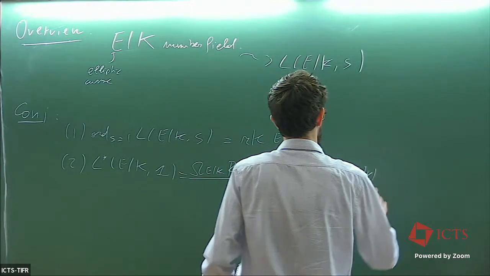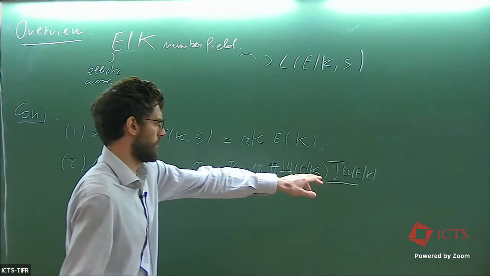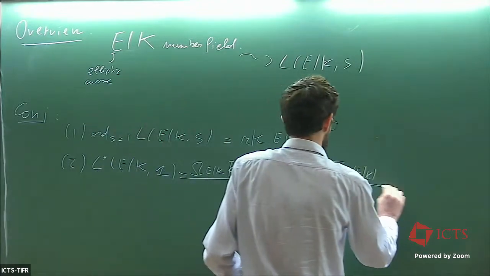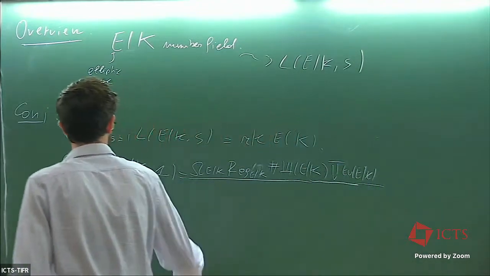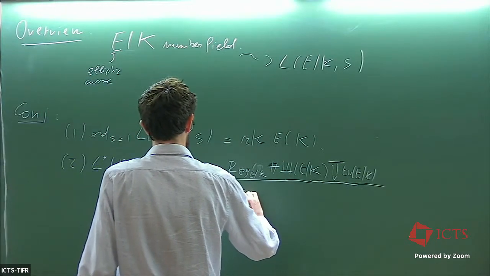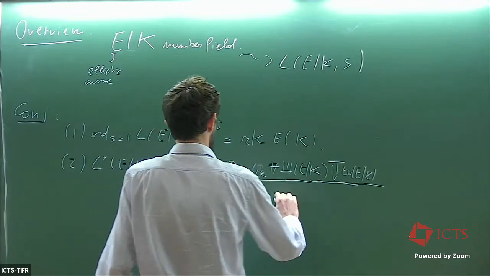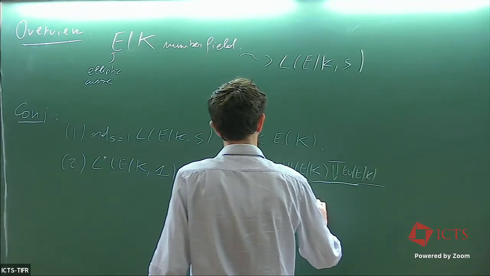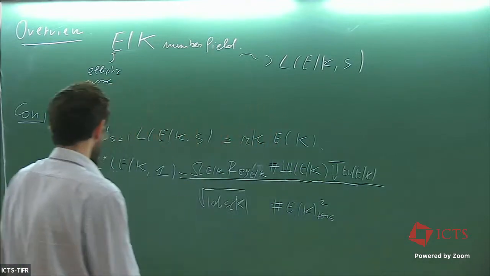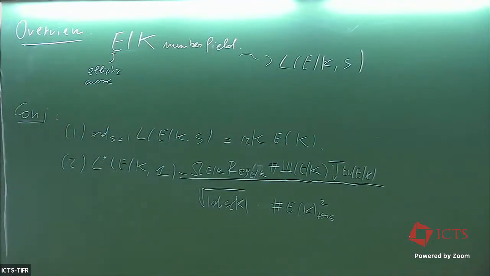Here v is a place of K, but these Tamagawa numbers are different from one only at places of bad reduction. So here is a finite product. And in the denominator, you should have the square root of the absolute value of the discriminant of K, and then the cardinality of the group of torsion points squared. So this is the formula, and this is what I will be mostly interested in throughout the talk.